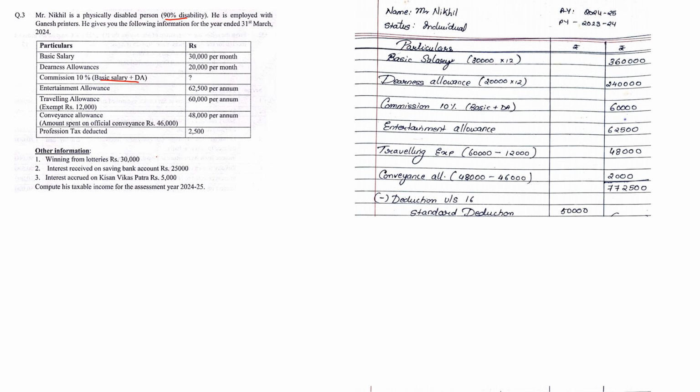7,72,500. Under deduction, two deductions are there: standard deduction 50,000 and professional tax 2,500. Taking the outer column and subtracting, we get 7,20,000 as income from salary. That's the first part of the sum. You all can go through it once.